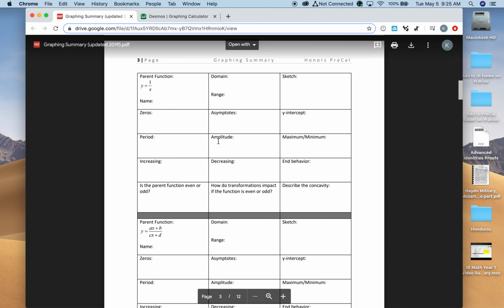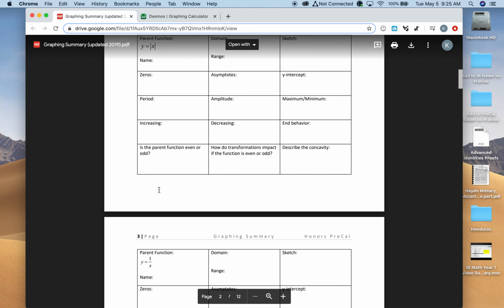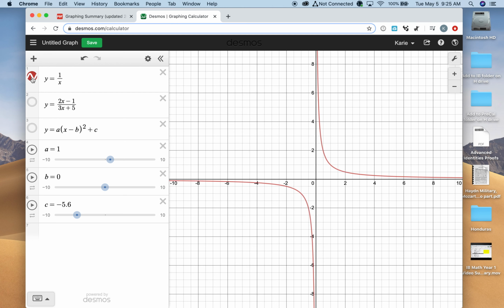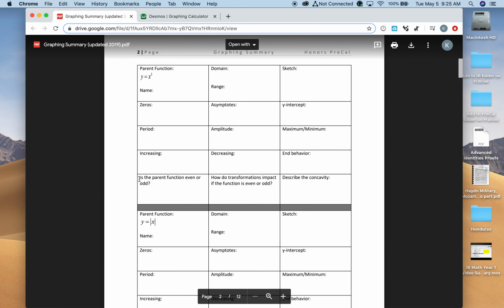No, but a lot of these, is the parent function even or odd? Odd, remember, let's turn this one off and turn this one on. Odd means that there's symmetry with respect to the origin. So something in quadrant 1 would now be in quadrant 3. So notice this one right here, this 1 over x, is an odd function. But we find a bunch of them.